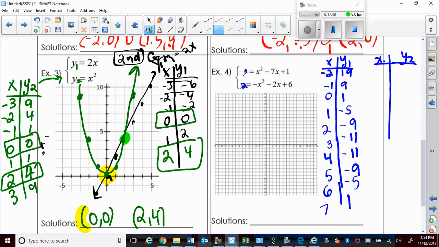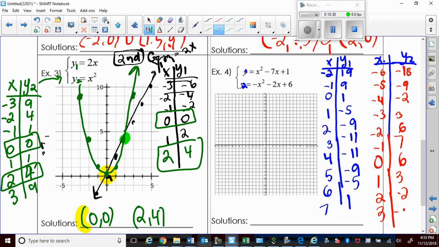And then for my second one, if I go back up, I have -6, -18, -5, -9, -4, -2, -3, 3, -2, 6, -1, 7, 0, 6, 1, 3, 2, -2, 3, -9. Okay? So I'm going to graph the first set here.